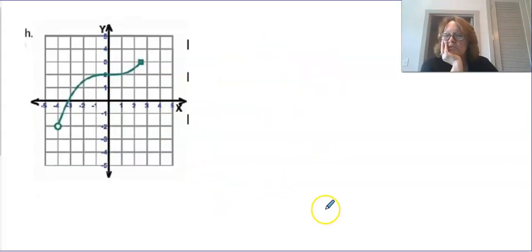So I'd like for you to pause the video again and try this one. I want you to notice that there's an open circle down here and there's a block here, and it's between 2 and 3. So try this one and then come back.